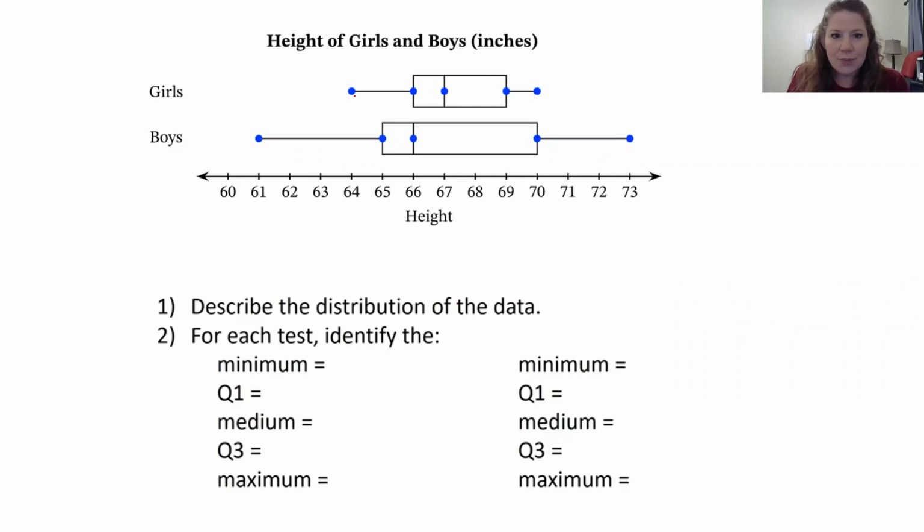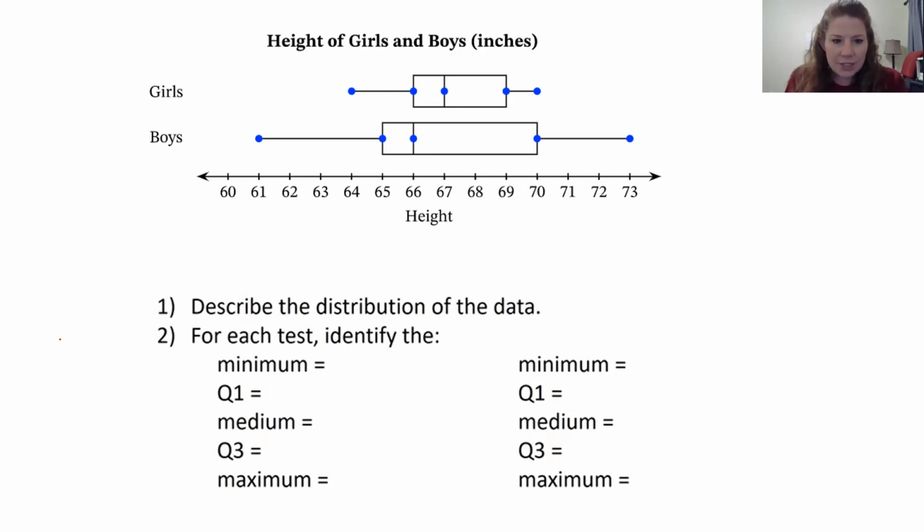The girls' heights range between 64 inches and 70 inches. Well, that's only a range of 6 inches, right? The boys, however, their heights range from 61 inches up to 73 inches. So that means their data is much more spread out. The girls' heights are closer together. The boys, there's a large distance between the tallest guy on the team or the class and the shortest guy. So their data is more varied, okay?